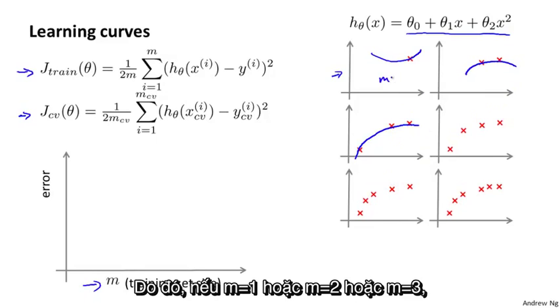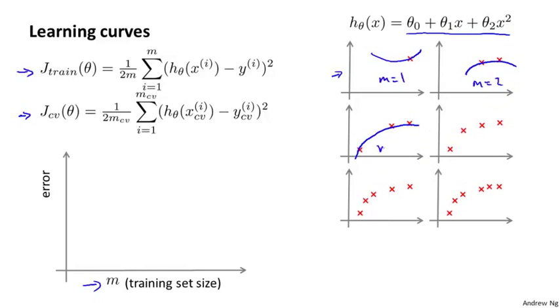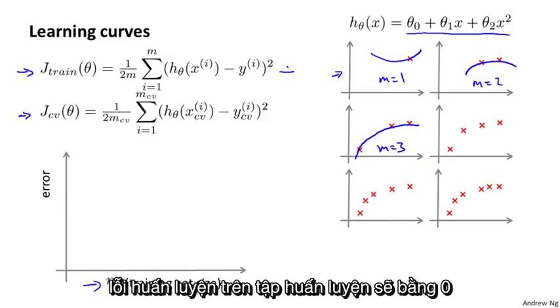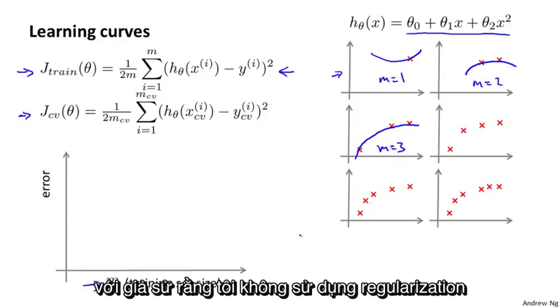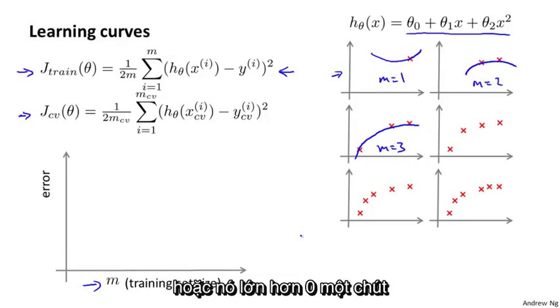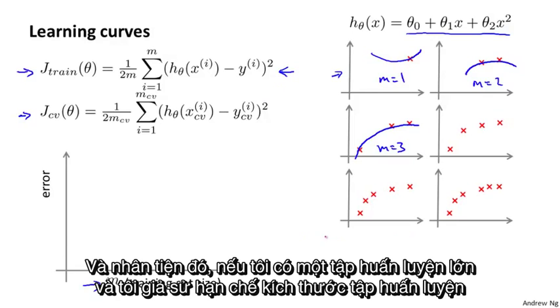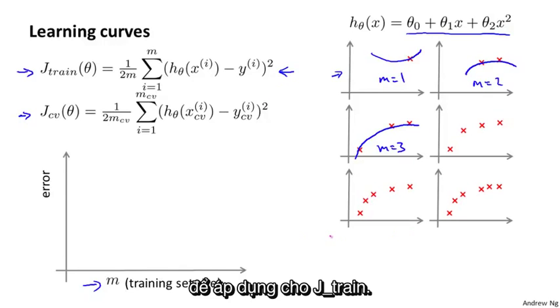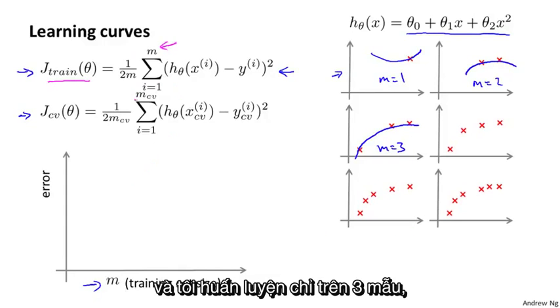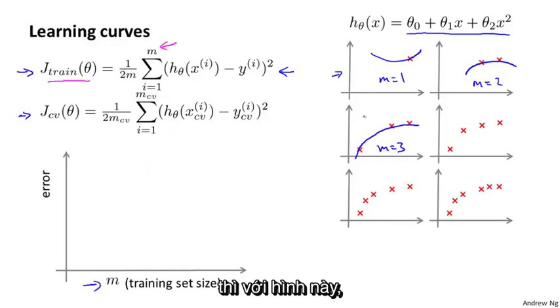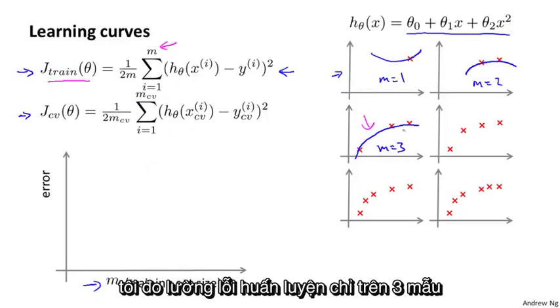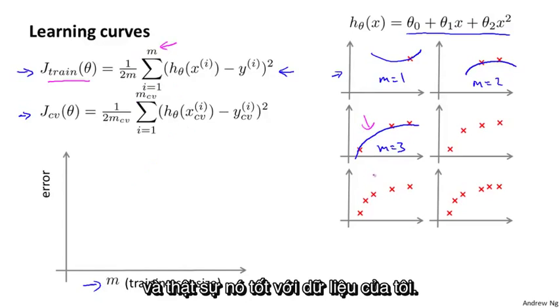So if m equals 1, or m equals 2, or m equals 3, my training error on my training set is going to be 0, assuming I'm not using regularization, or it may be slightly larger than 0 if I am using regularization. And by the way, if I have a large training set and I'm artificially restricting the size of my training set in order to plot J-train, here, if I set m equals 3, say, and I train on only 3 examples, then for this figure, I'm going to measure my training error only on the 3 examples that I actually fit my data to.